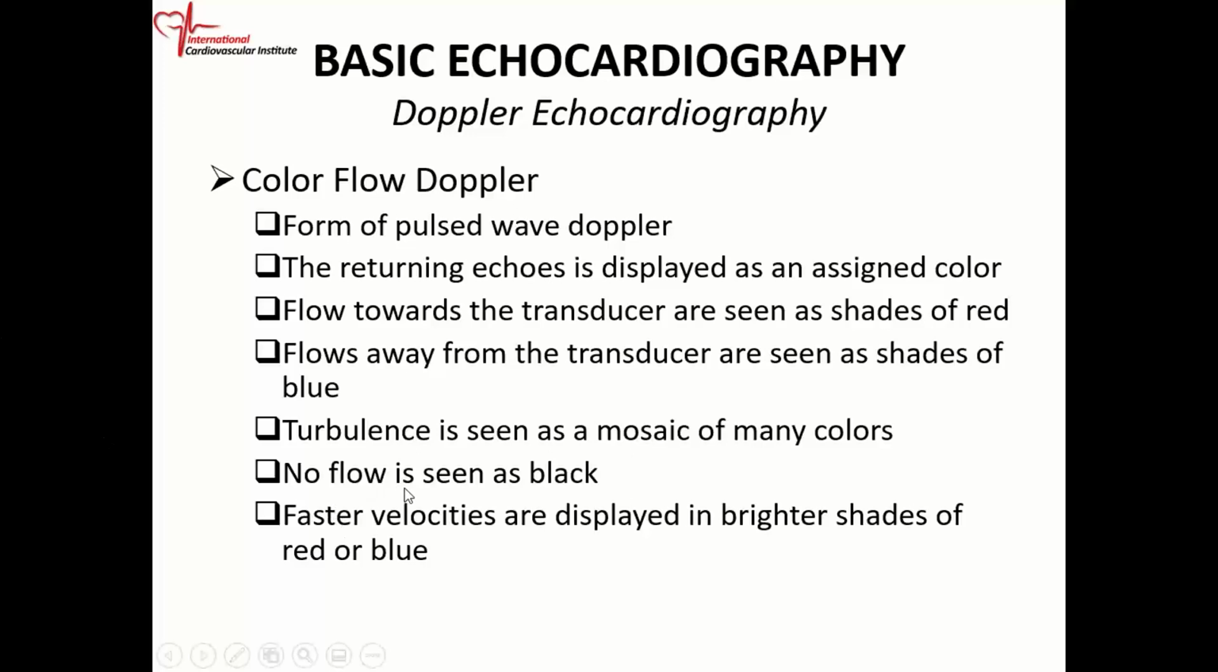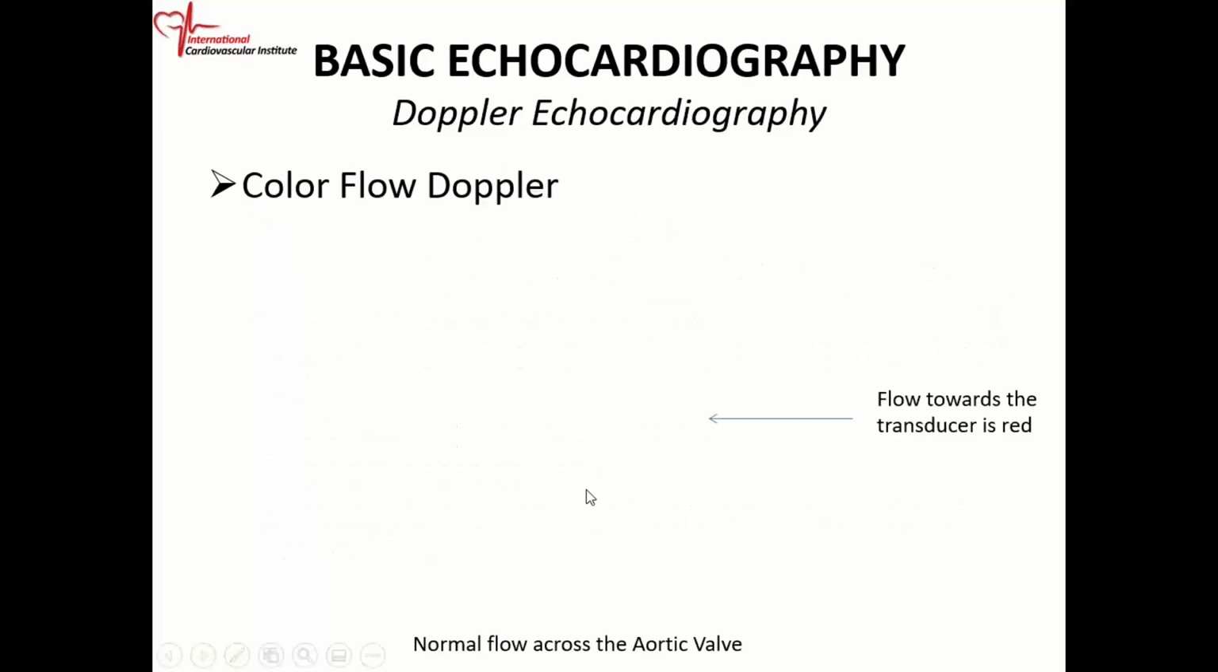If there's no flow, everything looks black. No flow, it looks black. And then faster velocities are displayed in brighter shades of blue or red, because the faster velocity could be towards the transducer or it could be away from the transducer. Okay?